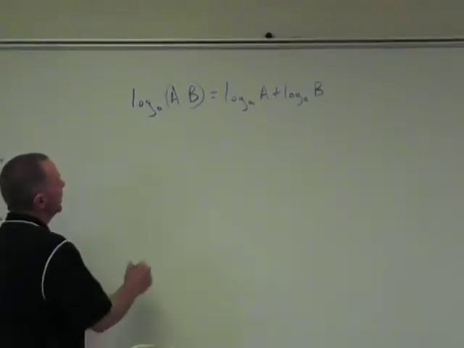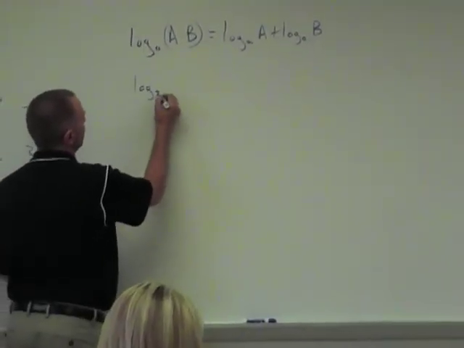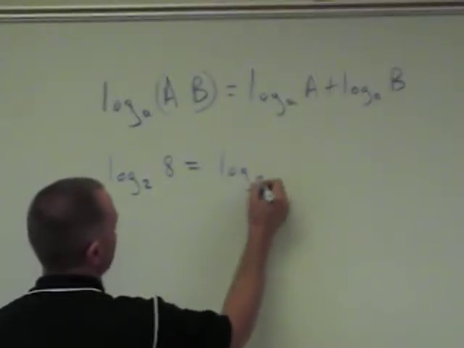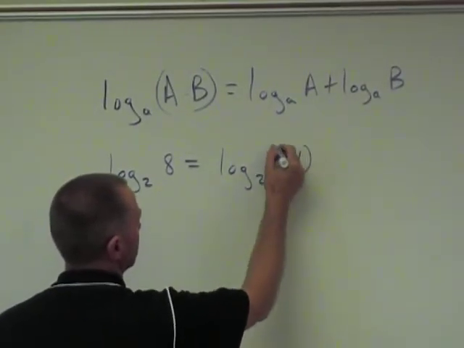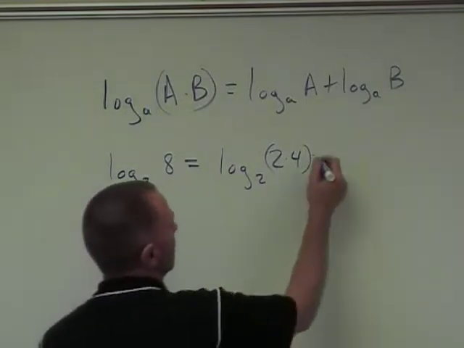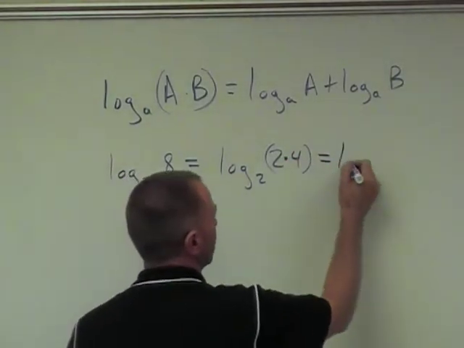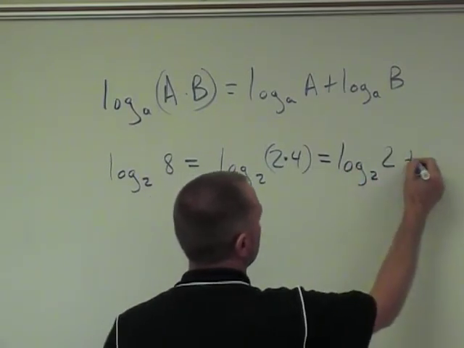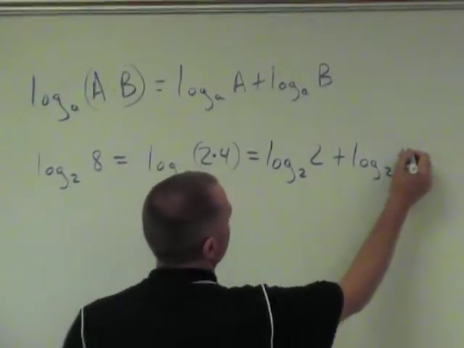So let's do something very simple. We just did log of 8 on base 2. I could say that's log base 2 of 2 times 4, can't I? Isn't that the same thing? I'm just using some basic numbers to show you that it does work. So if we split this multiplication apart, log base 2 of 2 plus log base 2 of 4.